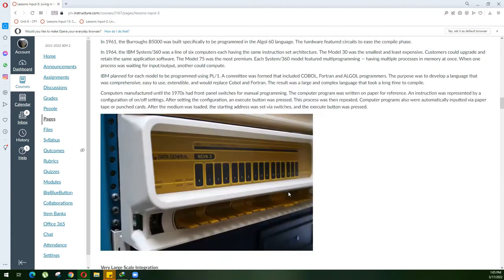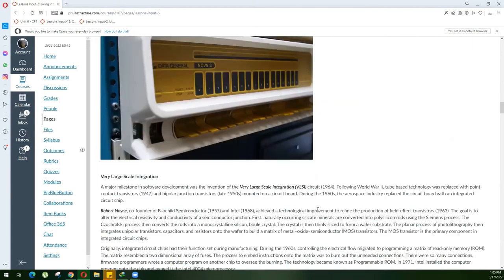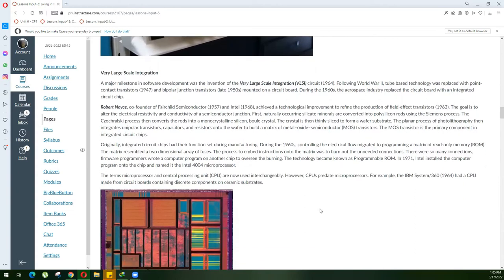So this is how they look like. Stored program computers: Very Large Scale Integration, or VLSI. A major milestone in hardware development was the invention of the VLSI circuit in 1964, following World War II. Tube-based technology was replaced with point contact transistors in 1947 and bipolar junction transistors in the late 1950s, mounted on a circuit board. During the 60s, the aerospace industry replaced the circuit board with an integrated circuit, or IC chip.